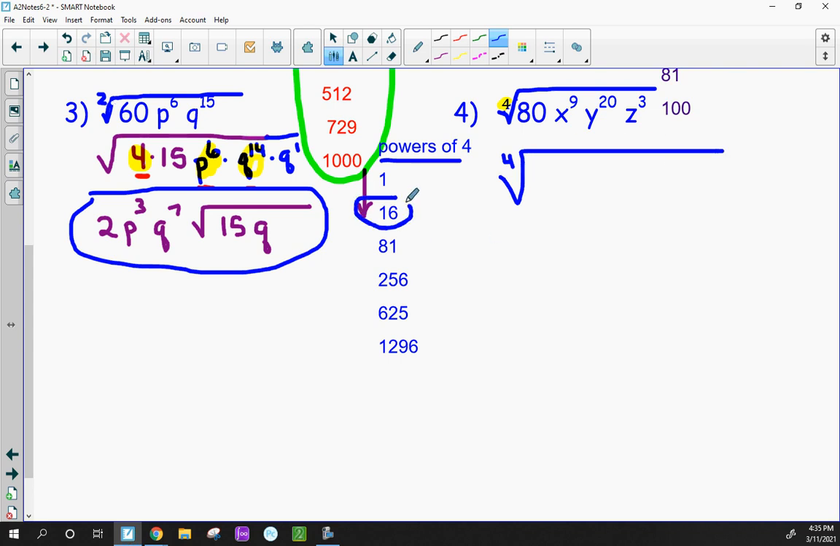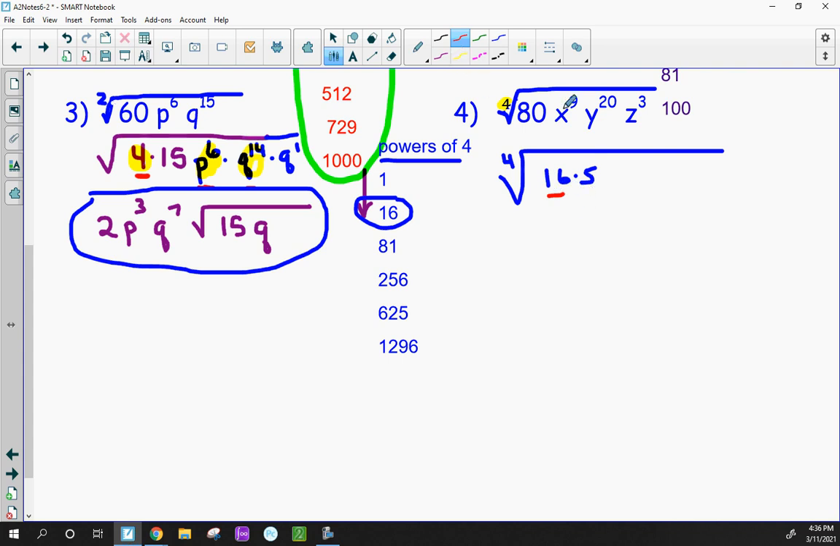We're going to choose 16. 80 divided by 16 is actually 5. So 16 times 5 is a good way to write it down. And underline the 16. We'll come back and simplify that in a minute.